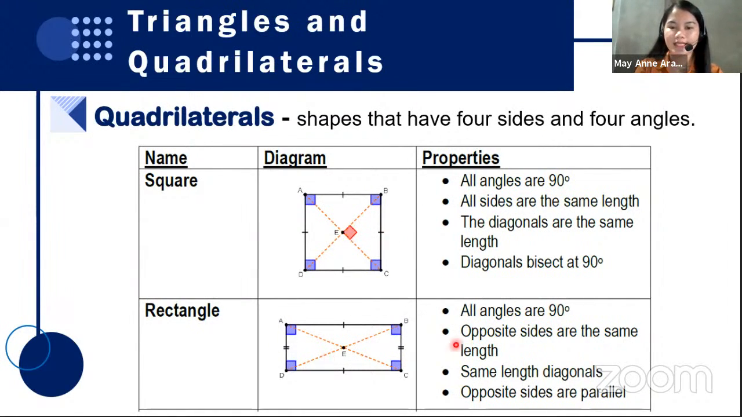For rectangle, all angles are also 90 degrees, and its opposite sides are of the same length. And their diagonals are also the same length, and the opposite sides are parallel. So this part is parallel to this part, and then this one is parallel to this.